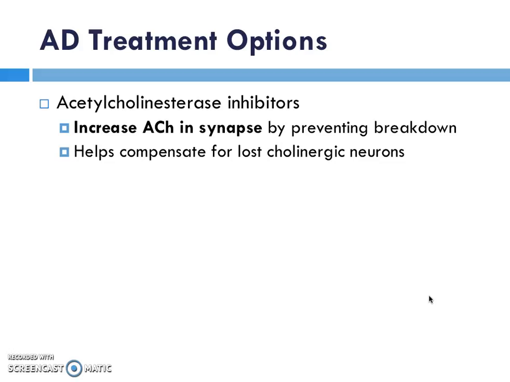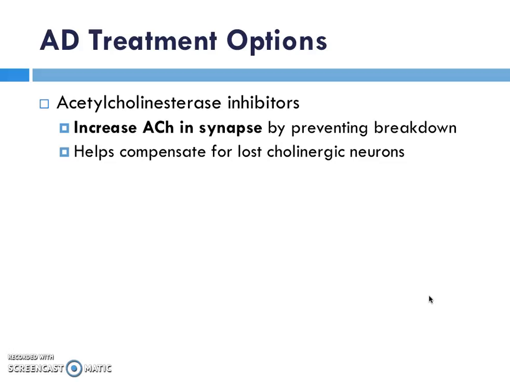So if we lose the neurons that produce acetylcholine, we're going to have less acetylcholine transmission, right? And if that's important for memory and cognitive function, we're going to have some problems. So one of the things that we can do is actually block the enzyme that is responsible for degrading acetylcholine. And that enzyme is acetylcholinesterase, right?